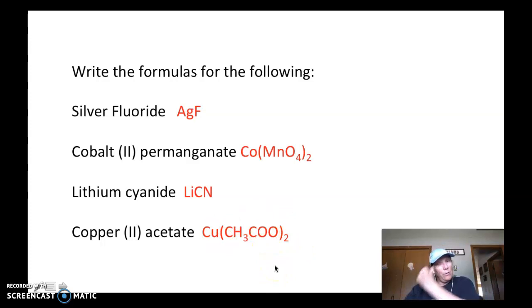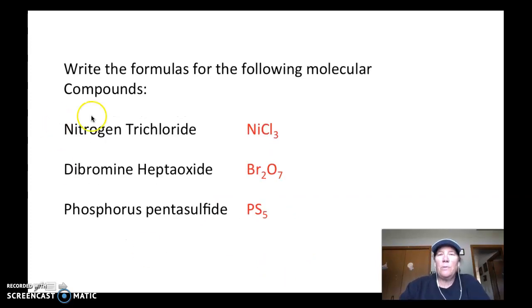Okay, this is all writing formulas. Okay, if you're doing molecular again, and I know it's molecular because there's 2 nonmetals. Okay, so nitrogen, oh, you guys, this is an N, not an Ni. I got to fix that, sorry. Just ignore that. That's N. And then trichloride is Cl3. Okay, sorry about that. I'll fix that. Dibromine, Br2, hepta-oxide, O7. Okay, phosphorus pentasulfide, PS5. All right, so again, if there's only one of them, don't worry about it. If the second one is only one, you got to put mono.